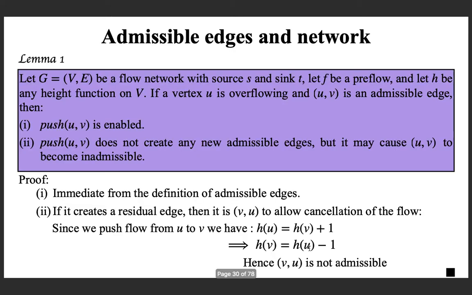So, what we proved is that if U is an overflowing vertex with an admissible edge outgoing from U, then push is enabled on that edge for sure, and when you do that push operation, you will not introduce any more admissible edges. So, you do not have to change your admissible network. That is the point here. When we later look at the algorithm, we can see that when the algorithm is doing a push operation, it is not modifying the admissible network. It is not required as per this lemma.